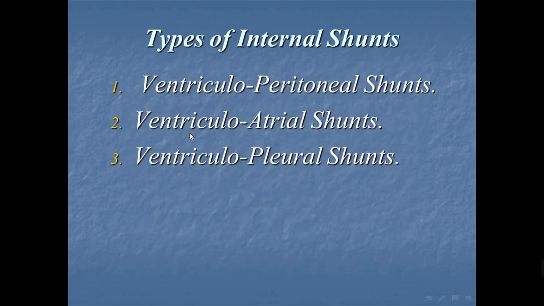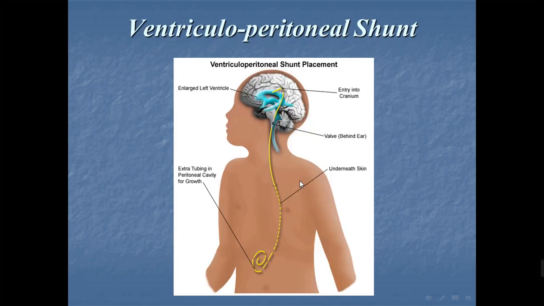Now, the types of shunts, as I mentioned to you, are ventriculoperitoneal shunt, ventriculoatrial shunt, or ventriculopleural shunt. This will connect the lateral ventricle to the peritoneal cavity, or to the right atrium, or to the pleural cavity. The most commonly used shunt, as you can see, is the ventriculoperitoneal shunt. Why? Because its complications are less dangerous than the complications seen in ventriculopleural or ventriculoatrial shunt.